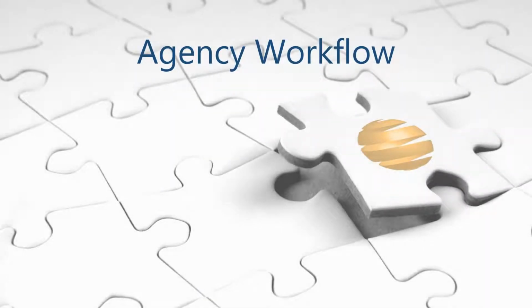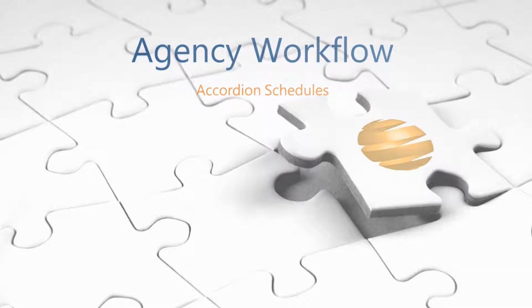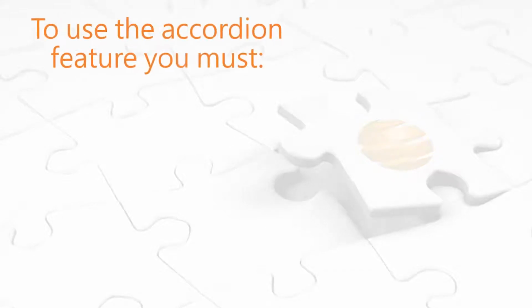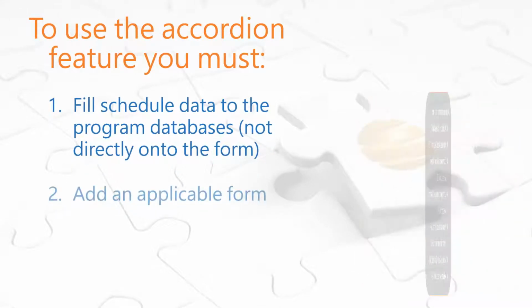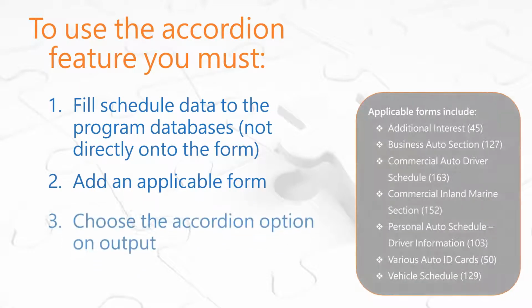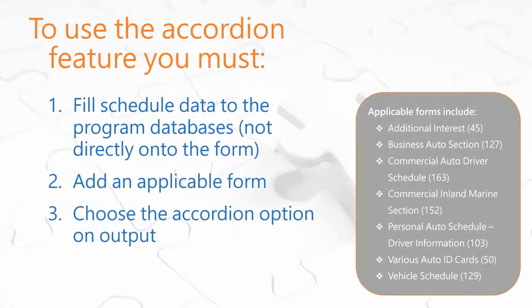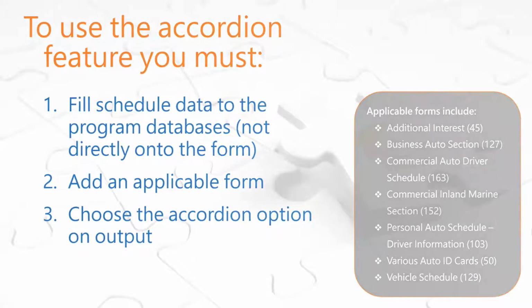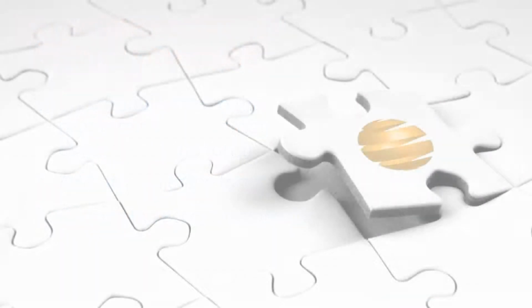Commercial agencies dealing with large fleets and drivers lists can save time by using Accordion Schedules. This feature will automatically fill marked schedule items into the schedule forms on output and automatically overflow, creating additional pages as needed. The key to using this feature is to begin the data entry in the program databases rather than on the form.